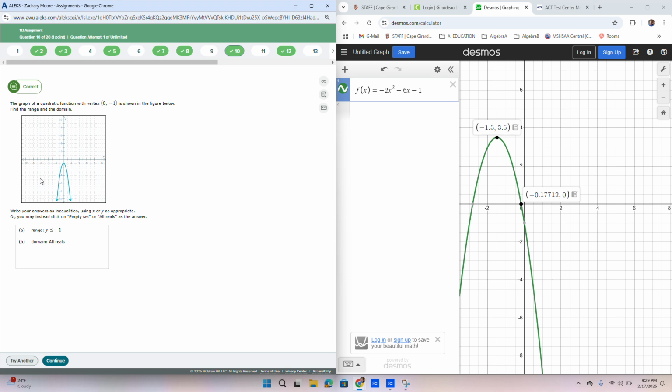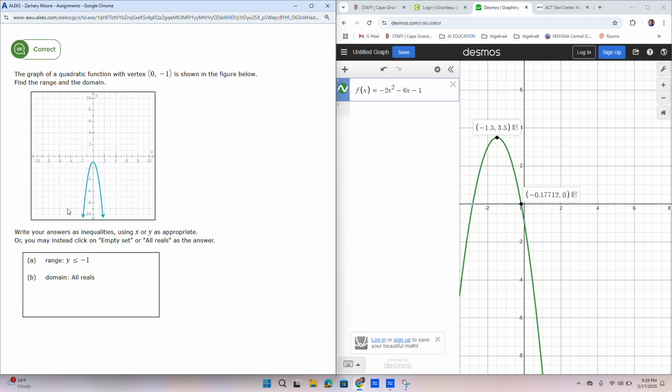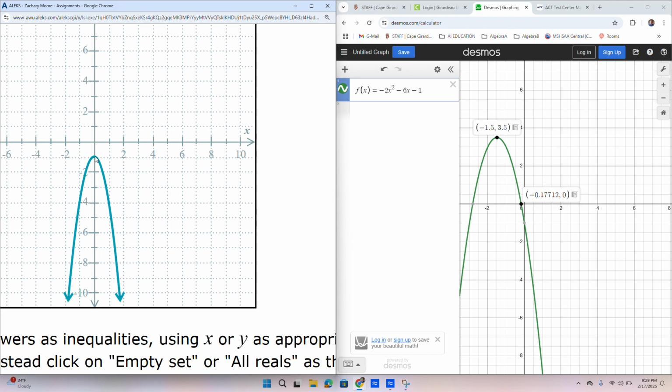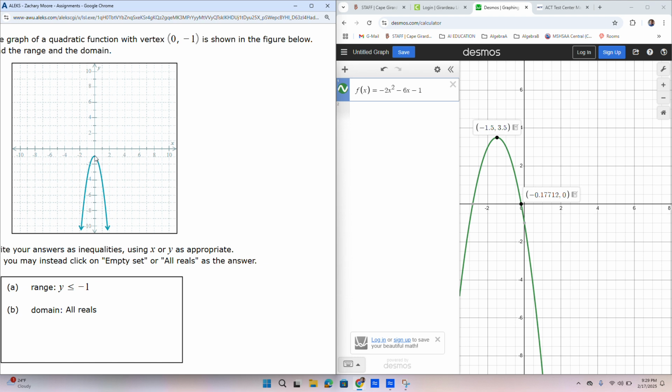Number 10, that's your domain and range. Remember, when we're talking about a parabola, your domain is always going to be all reals. And then your range, you're going to start off with a y, and then depending on if it's going up or down, in this case, since it's going down, it's y is less than or equal to whatever your vertex is. So right here, it's at -1. So your y has to be less than or equal to -1.